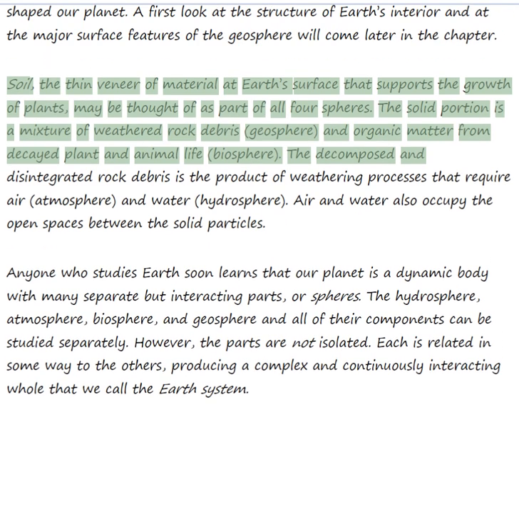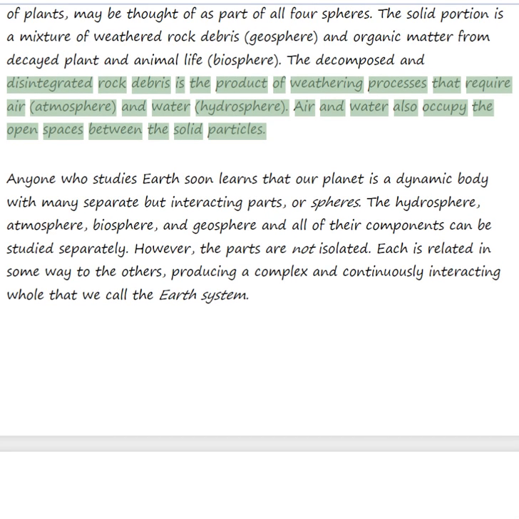Soil, the thin veneer of material at Earth's surface that supports the growth of plants, may be thought of as part of all 4 spheres. The solid portion is a mixture of weathered rock debris and organic matter from decayed plant and animal life. The decomposed and disintegrated rock debris is the product of weathering processes that require air and water. Air and water also occupy the open spaces between the solid particles.